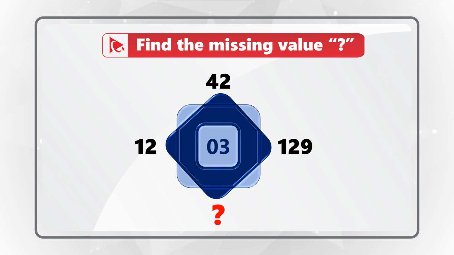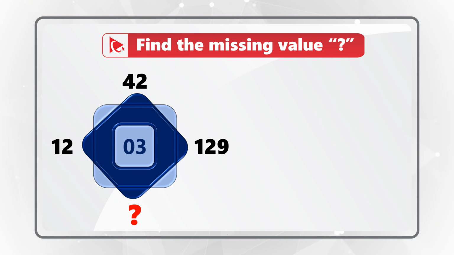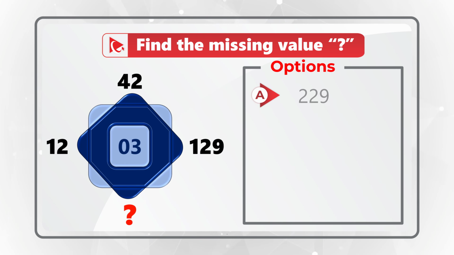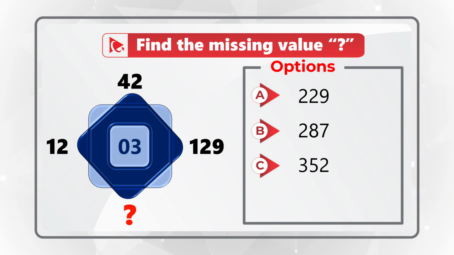Take a close look to see if you can find the missing value. Missing value is represented by the question mark in a shape that contains numbers around the shape as well as one number inside. The numbers you see are 12, 42, 129, and then there is a number 3 in the middle. You have 4 different choices to choose from. Choice A, 229. Choice B, 287. Choice C, 352, and then choice D, 390.